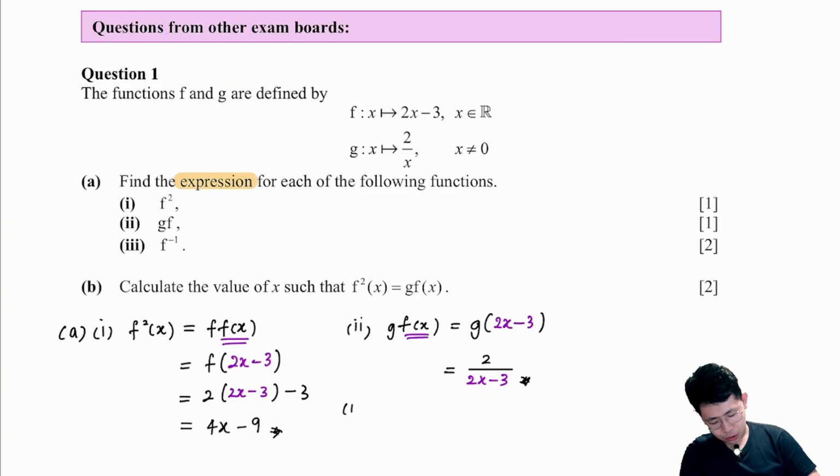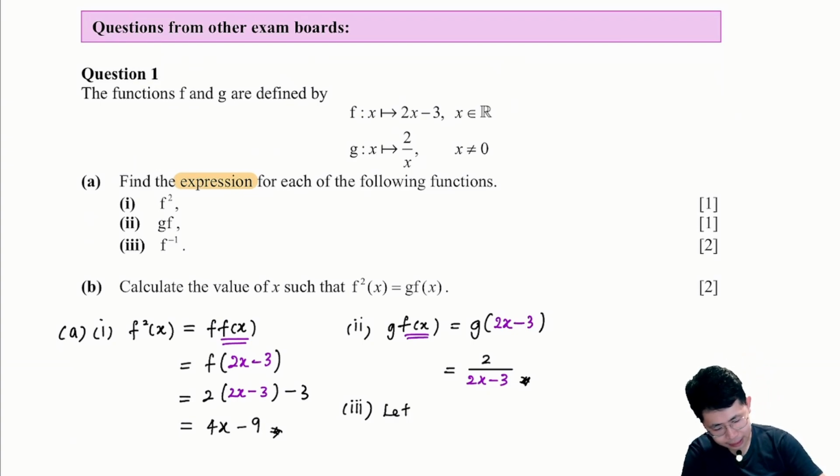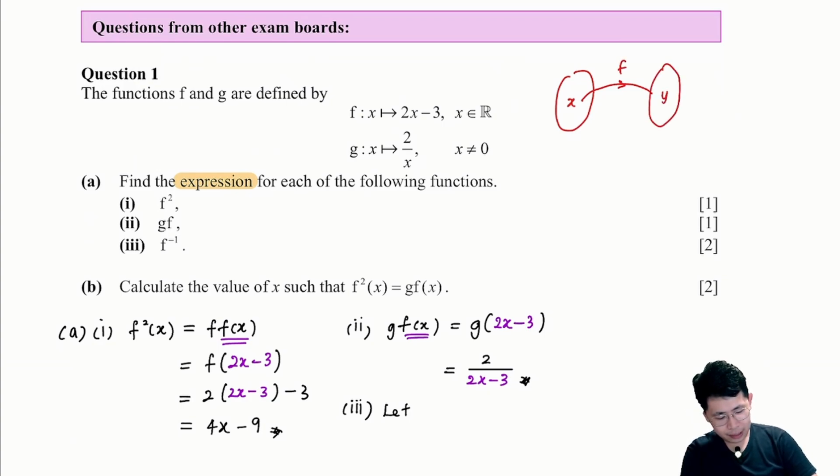Now part 3, we are going to look at f inverse. For f inverse, we will need to let y be equal to the expression, so I'm going to let the output be y. We are starting from x from the domain, and when we map this, we will be getting y. In order to find the reverse, I will let the output y be equal to the whole expression 2x minus 3. In order to look for x, we need to make x the subject. So x will be equal to y plus 3 over 2.